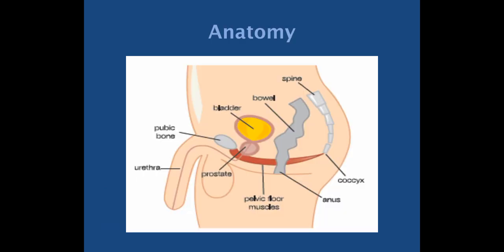So this is the normal anatomy of the prostate. There is bladder underneath, prostate is there. Prostate is supported by the pelvic floor muscles. Posteriorly bowel is present, which is also supported by the spine, and anteriorly pubic bone and urethra is there.